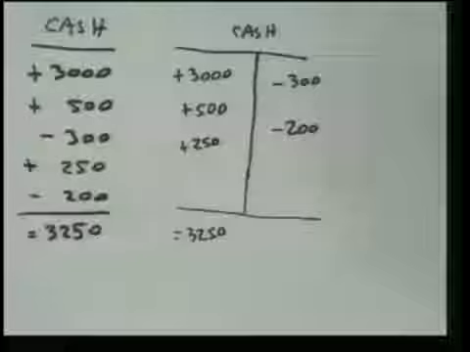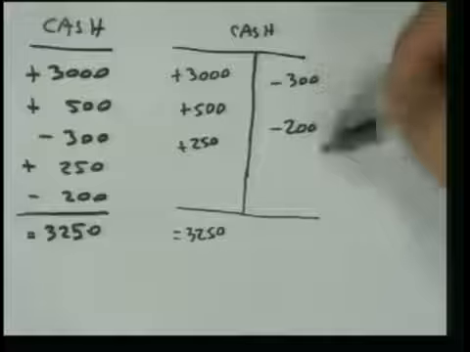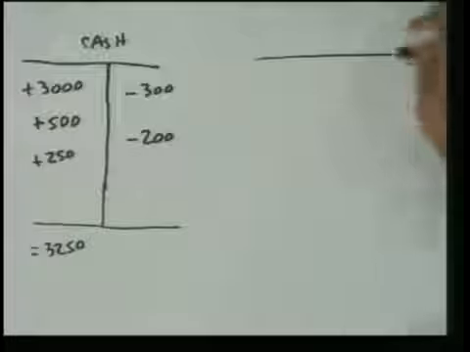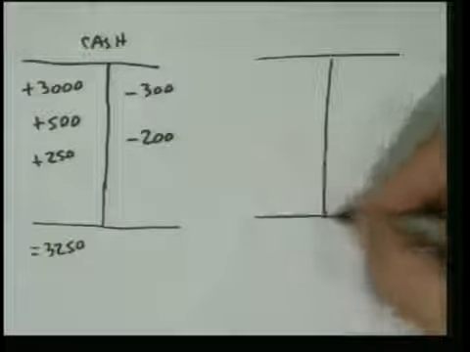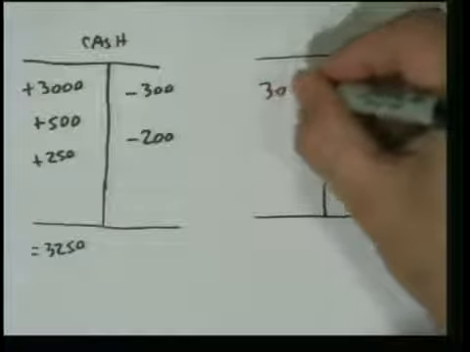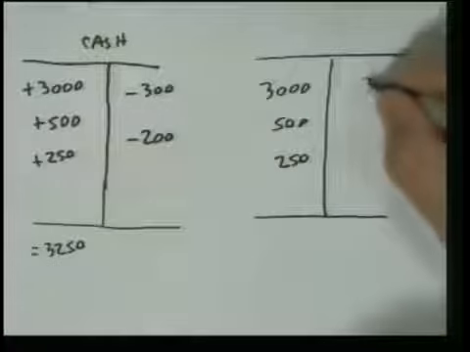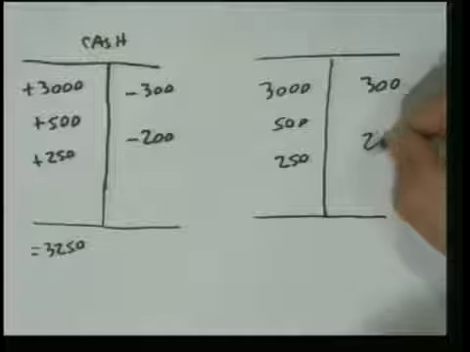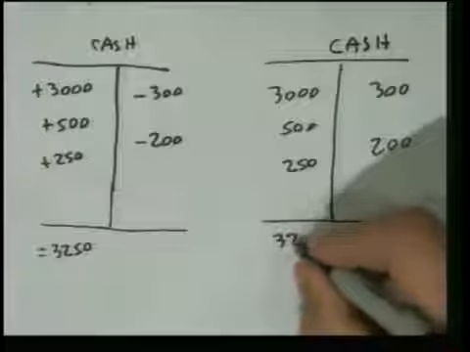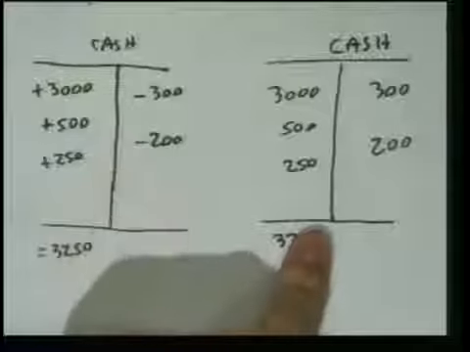If I know that for cash I'm going to put the increases on the left side and the decreases on the right side, why don't we just go ahead and make one more change here? Let me get rid of the pluses and the minuses. Let's just say I know the increases are going to go over here and the decreases are going to go over here. Okay? This is cash. And the balance is still $32.50, right? Do you understand the transition from here to here?